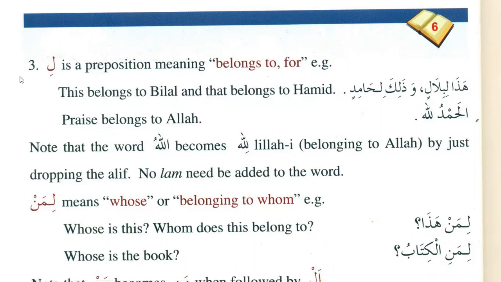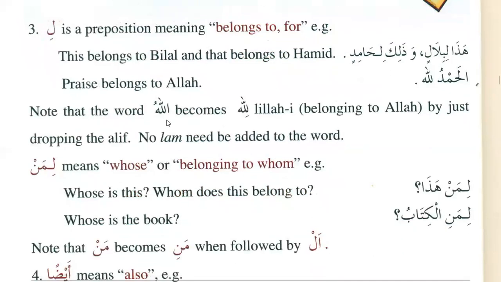Li is a preposition meaning belongs to or for. For example, this belongs to Bilal, and that belongs to Hamid. Haza li Bilalin. Wa dhalika li Hamidin. Praise belongs to Allah: Alhamdulillah. Note that the word Allahu becomes lillah, belonging to Allah, by just dropping the alif. No lam need be added to the word.